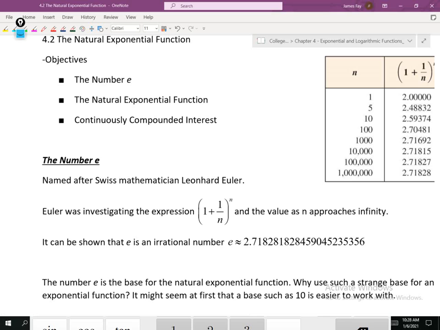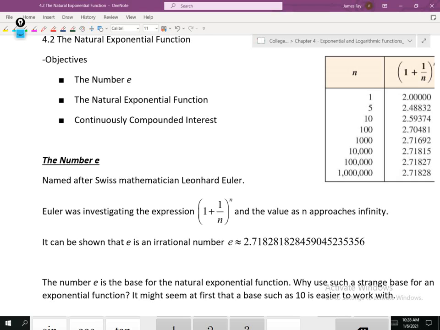And that base that we're going to use is called the number e. Okay? The number e is referred to by several different names. Natural number is the most common name. In science, you might hear it called Napier's constant. But the letter e was discovered. Okay, it's an irrational number.